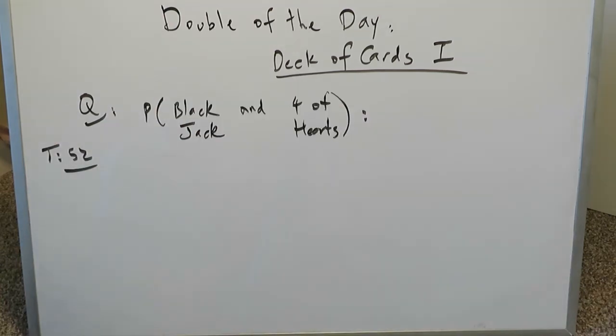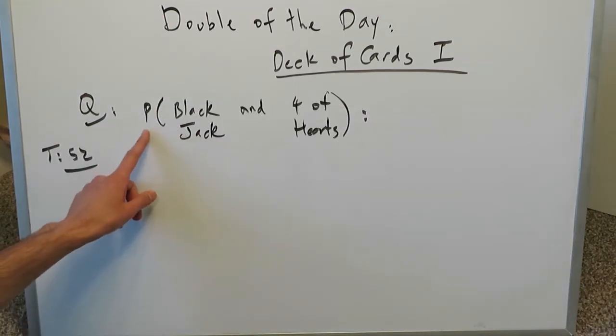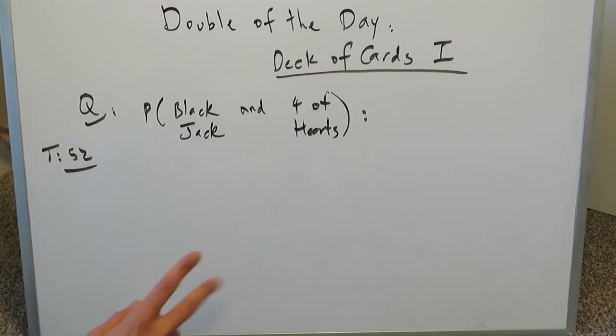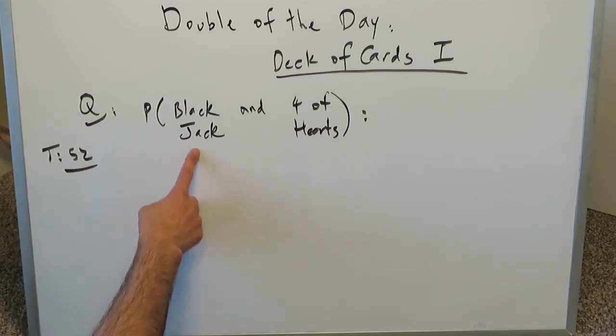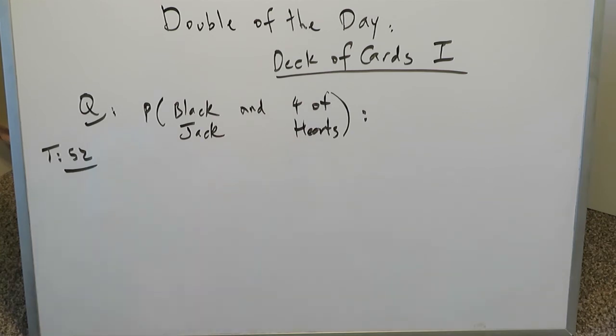Let's look at the second question for this video. What's the probability that you will randomly select if you have to pick 2 cards, one of which will be a black jack and the other one will be 4 of hearts? Well, how many jacks are there? There are 4 of them, but of those 2 are black, the clubs and the spades. So out of 52 total cards, 2 of those are black jacks.